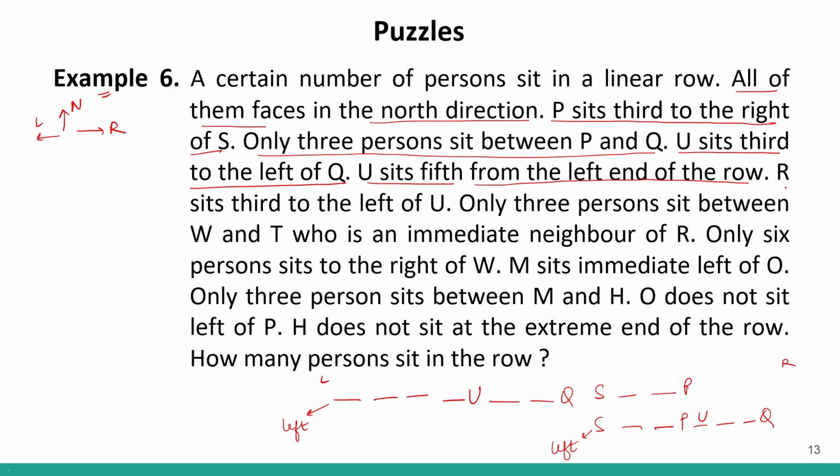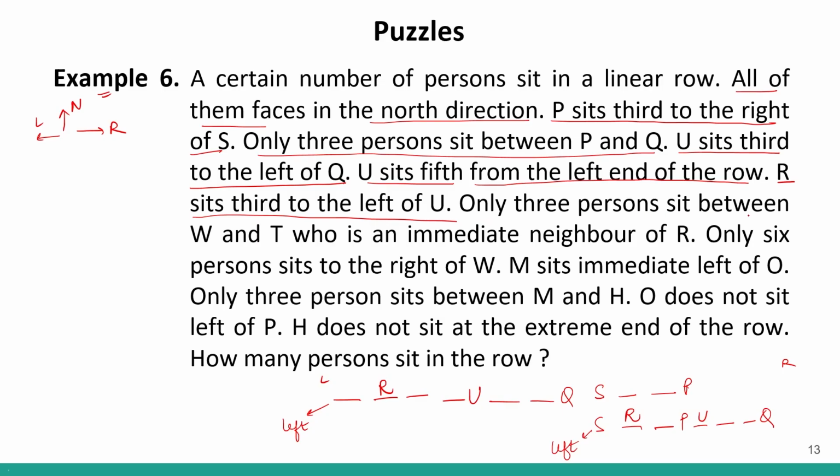Okay? Now, R sits third to the left of U. So, 1, 2, 3, R will sit over here. Correct? In this case, 1, 2, 3, R will sit over here, third to the left of U.